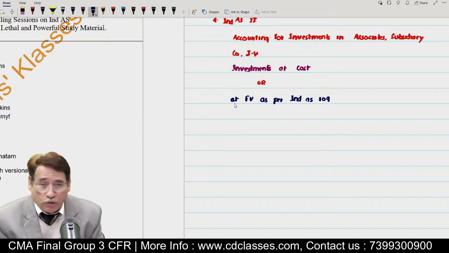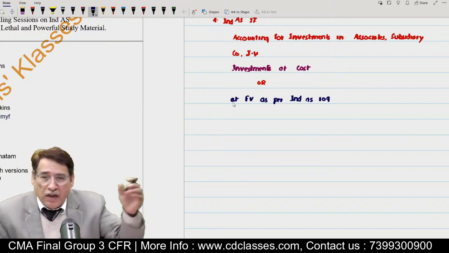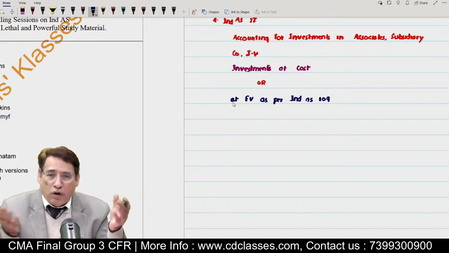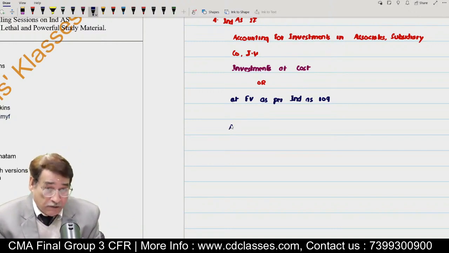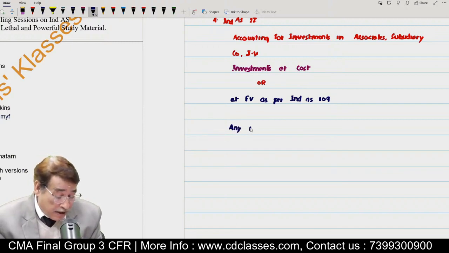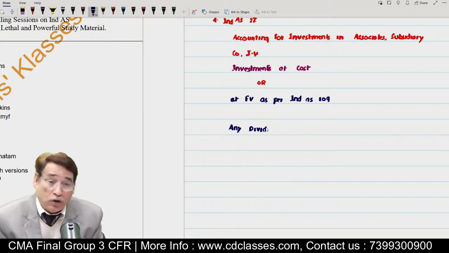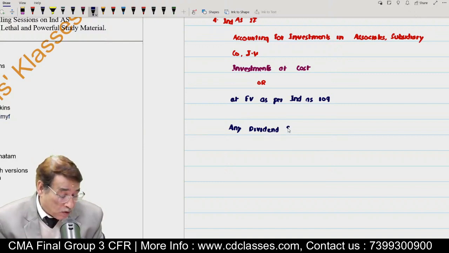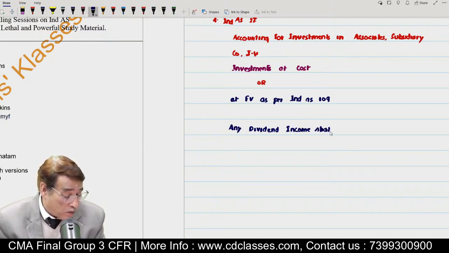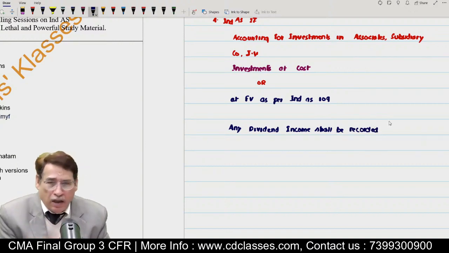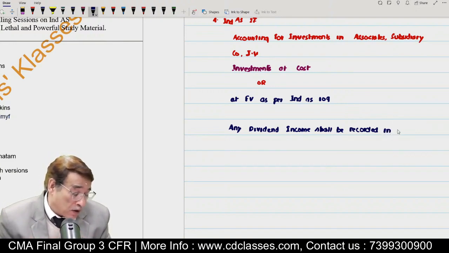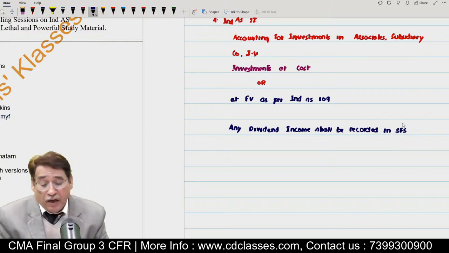Another important provision of Ind AS 27 is that quite obviously, as an investor, when you are investing in another entity, you are going to receive some income in the form of dividend. So Ind AS 27 states that any dividend income which you are going to earn through your investment shall be recorded in the separate financial statement. So whatever dividend income you might have earned due to your investment, even that income will be recorded in the separate financial statement. These are the provisions of Ind AS 27. Is it clear to you or not?